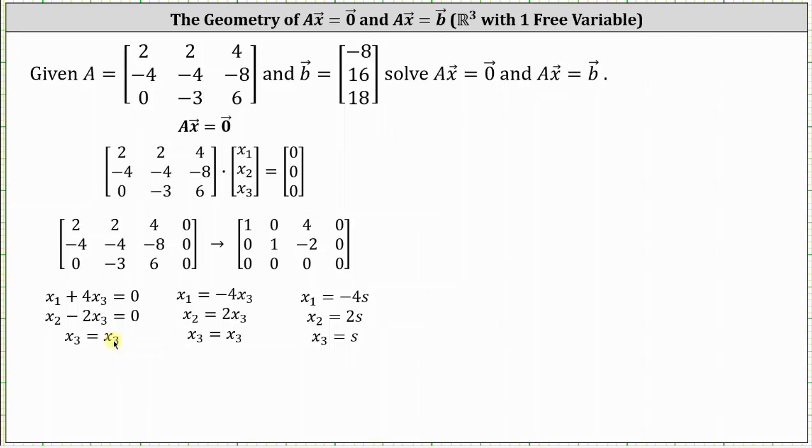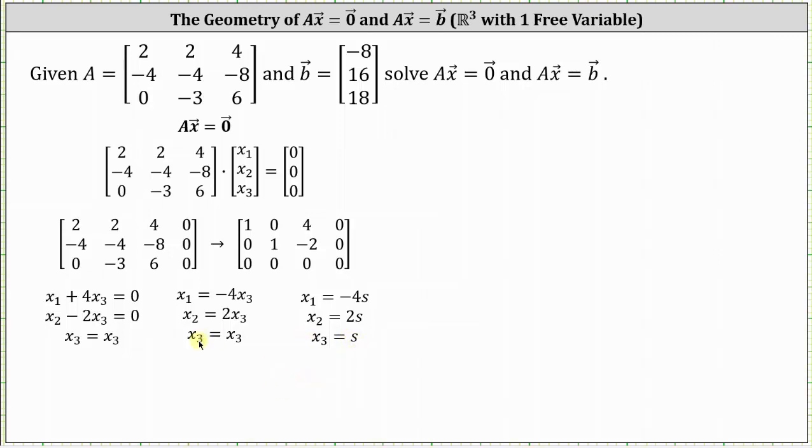Next, we solve the first equation for x sub 1. X sub 1 equals negative 4x sub 3. And then we solve the second equation for x sub 2. X sub 2 equals 2x sub 3. Next, we can parameterize the solution by letting x sub 3 equal s, where s is any real number, giving us x sub 1 equals negative 4s, x sub 2 equals 2s, and x sub 3 equals s.